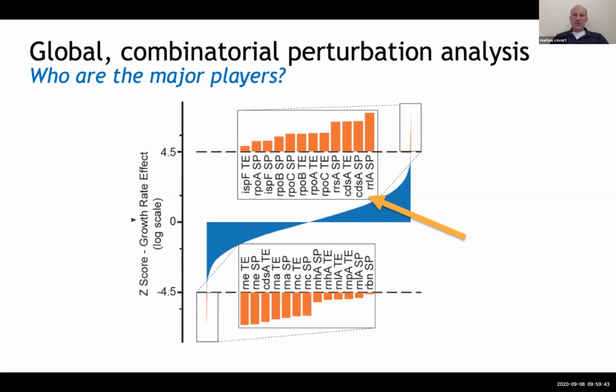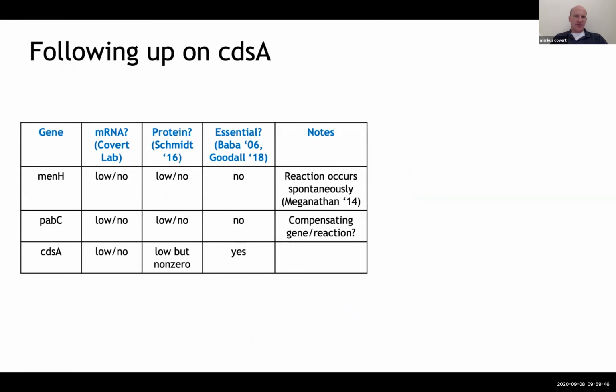And it got a little more complicated because we went and looked at other data. In our own mRNA studies, we found that there was almost nothing by RNA-seq that we could detect of CDSA. As a result, we were predicting almost no protein. But others who did the proteomic measurements found that there was a non-zero amount of protein. It was low, but it was non-zero.